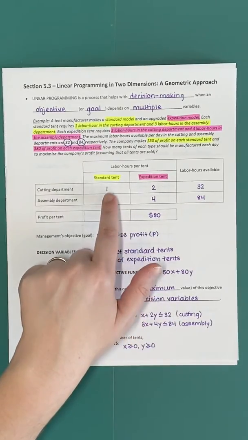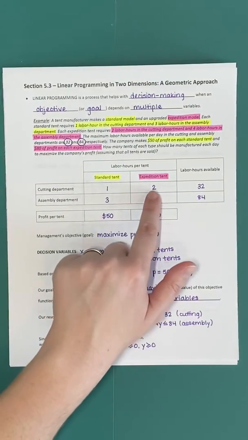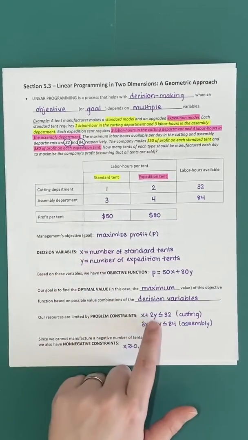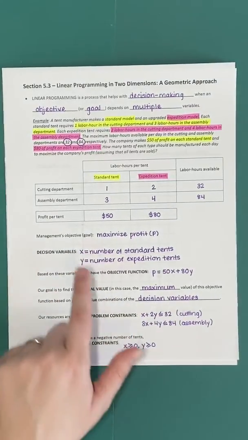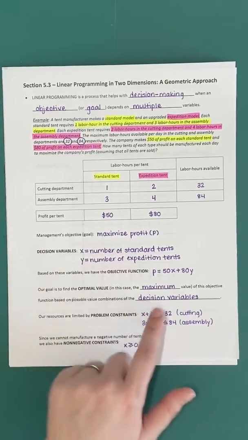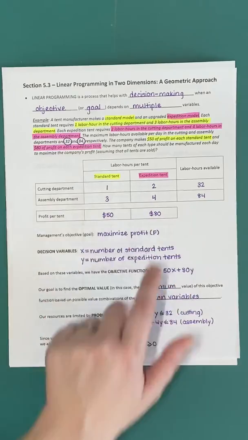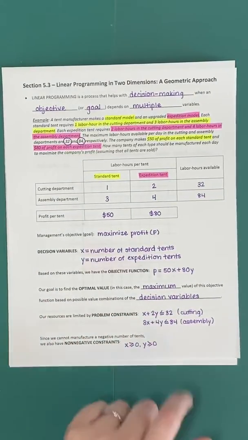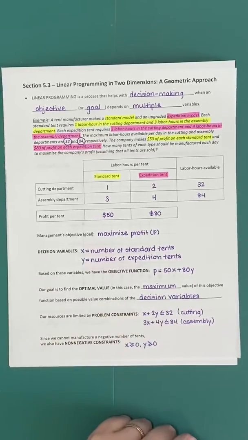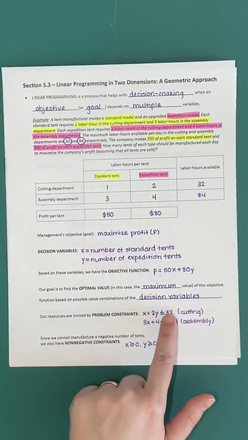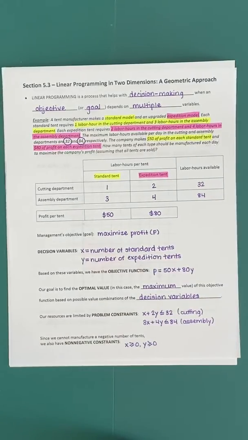So if we multiply the number of hours it takes in that department for each of our types of tents, how many standard tents we make, multiplied by the 1 hour, how many expedition tents we make, multiplied by the 2 hours, add those together, those two contribute towards the total. We know that total has to be less than or equal to 32 because 32 is the maximum number of hours we can spend cutting tents.